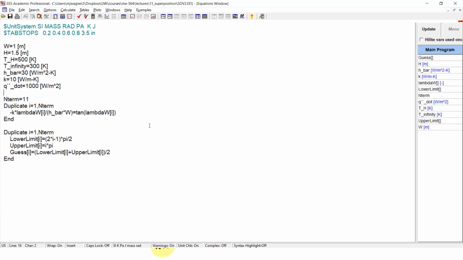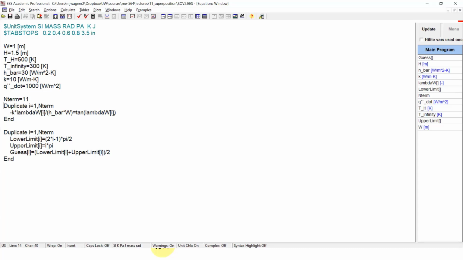Okay, so what we do now is we want to solve for lambda times W for the ith one of those. So lambda times W indexed at i. This is just that equation that I wrote before. It's minus K lambda W over h bar times W is equal to tan lambda W. Right? That's the equation we had.